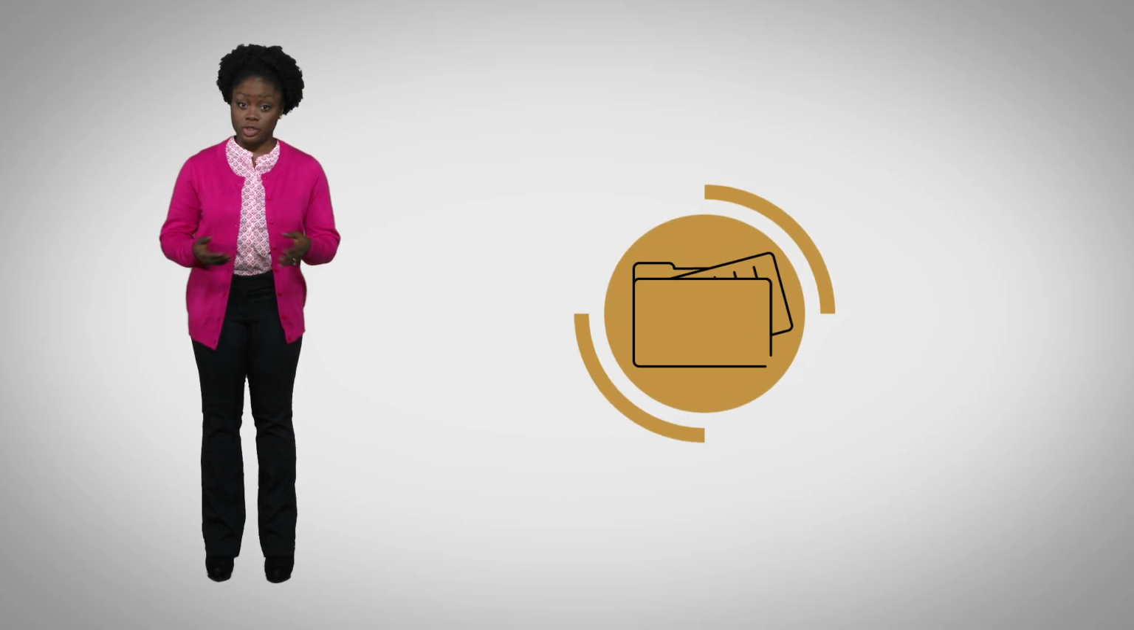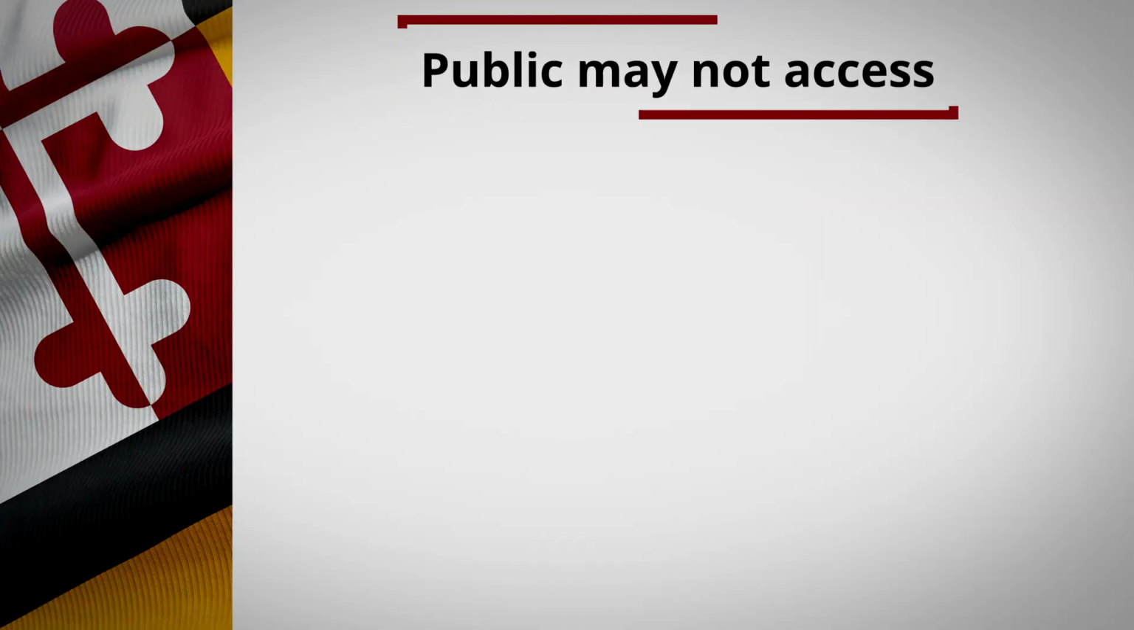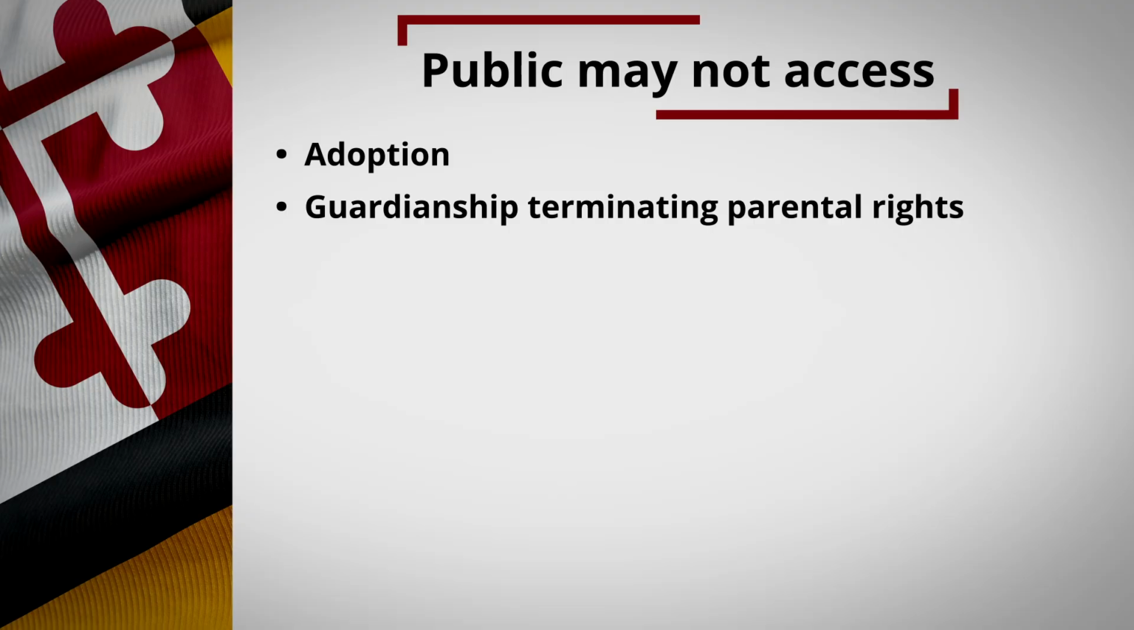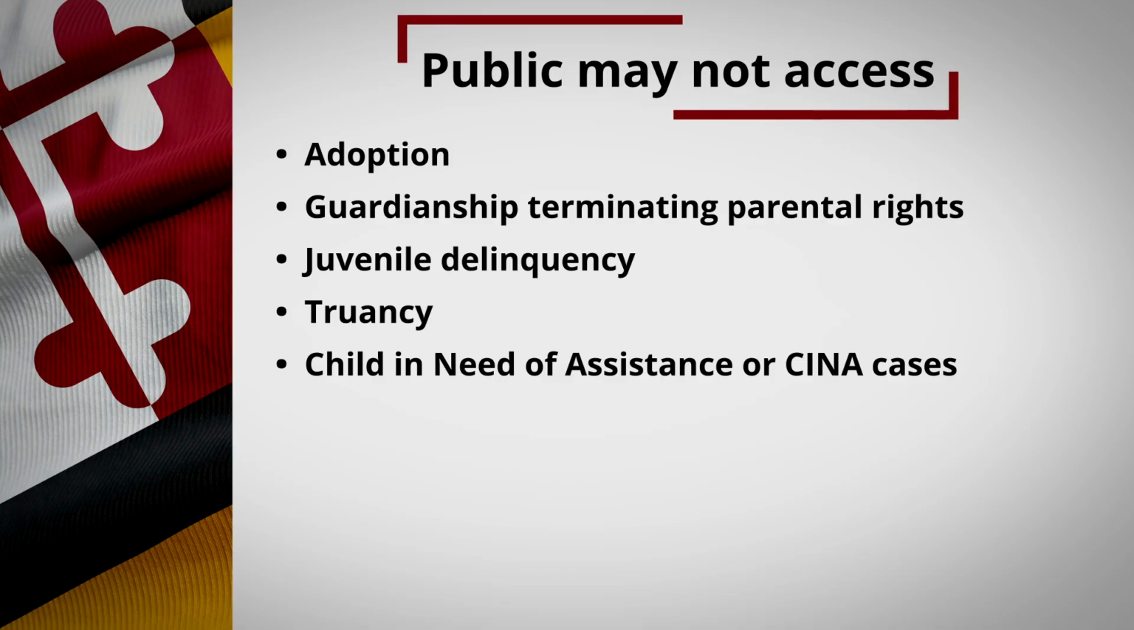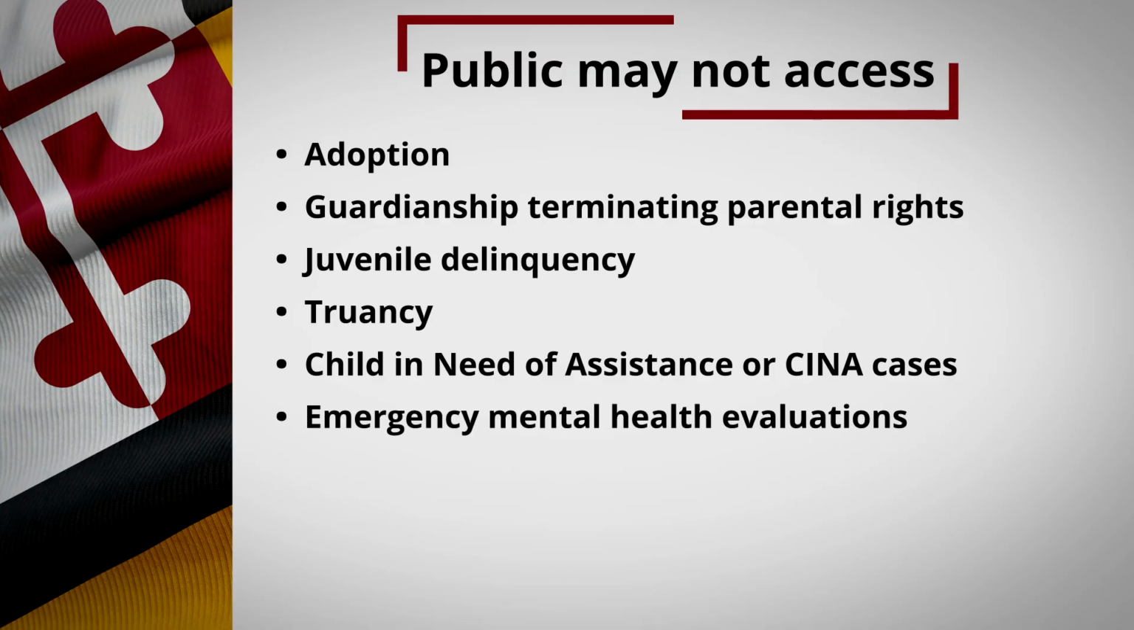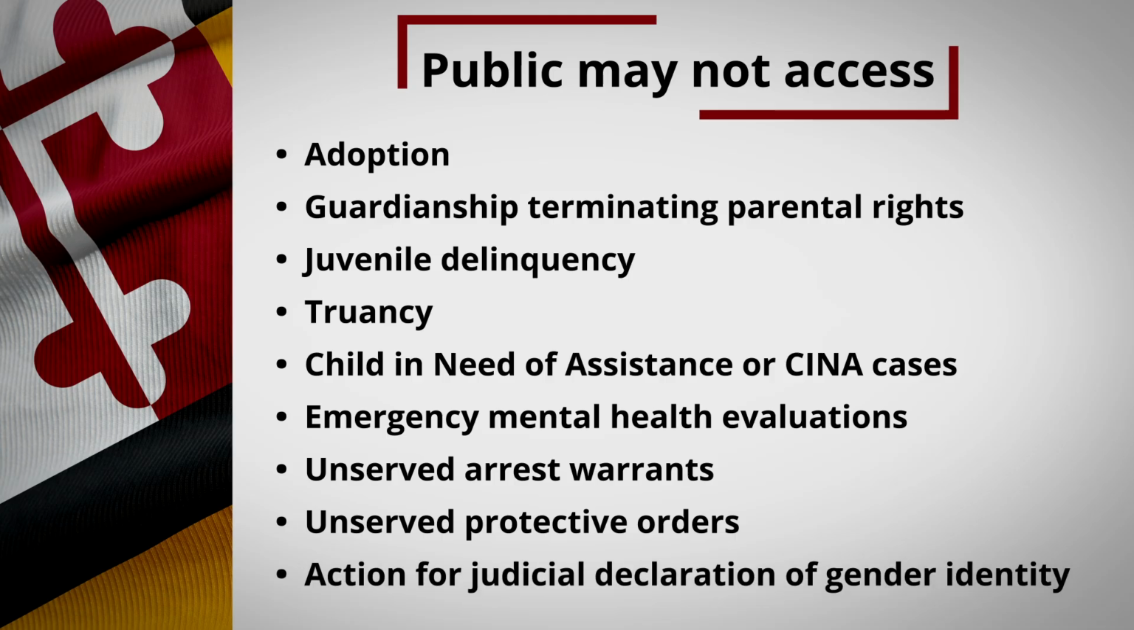Although court records are usually open to the public, Maryland law requires some be kept private. This means they will not appear on Case Search, and the clerk's office will only allow authorized people to view the file. We don't have time to mention every type of restricted case, but we will give you a few examples. The public may not access the following types of cases: adoption, guardianship terminating parental rights, juvenile delinquency, truancy, child in need of assistance or CINA cases, emergency mental health evaluations, unserved arrest warrants, unserved protective orders, and action for judicial declaration of gender identity.